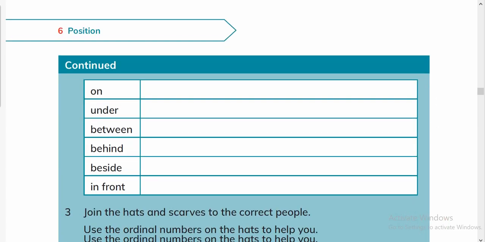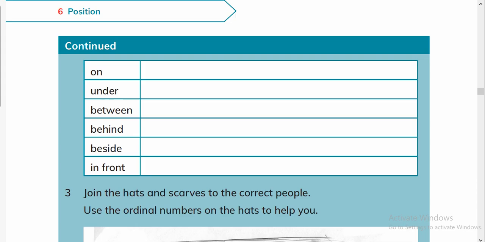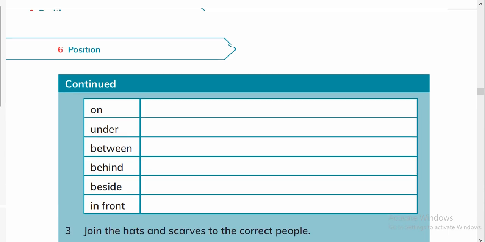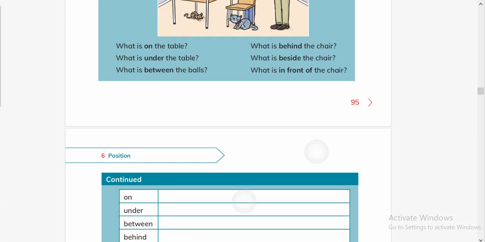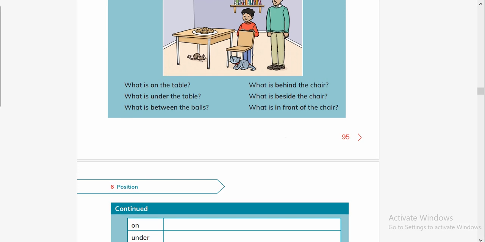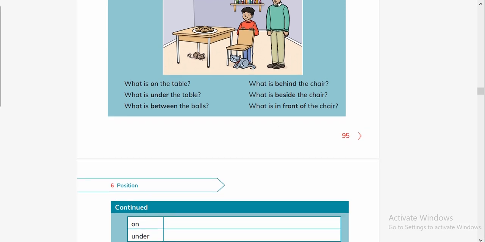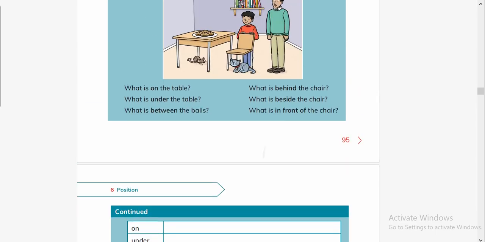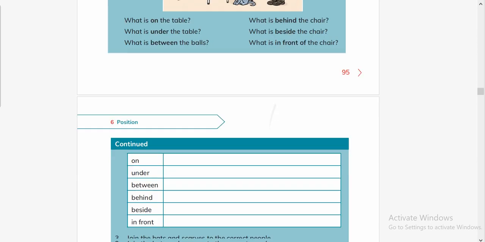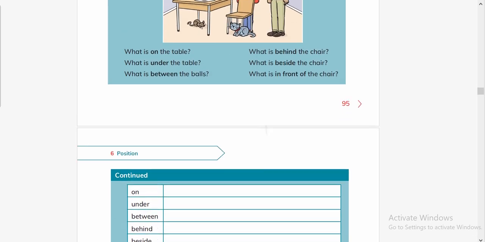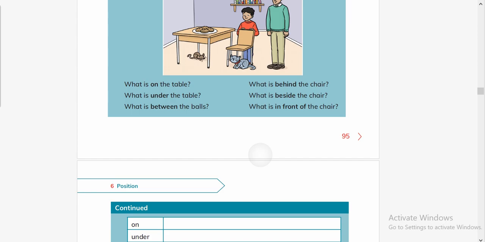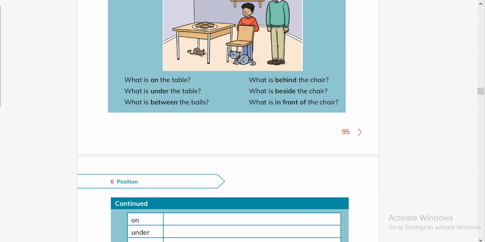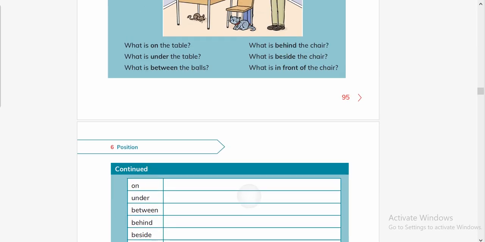Okay. Here you have to make sentences and write. What is on the table? Cookies are on the table. The rat is under the table. Between: the boy, chair, and cat are between the table and the man. Behind: the boy is behind the chair. Beside: the boy is beside the man, or the table is beside the chair. In front of: the cat is in front of the chair.